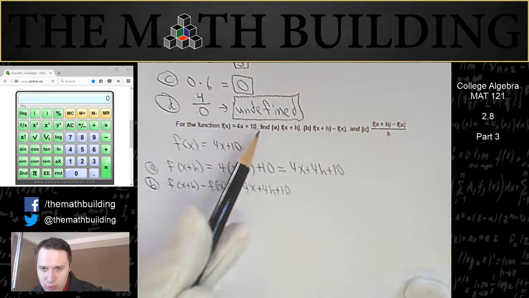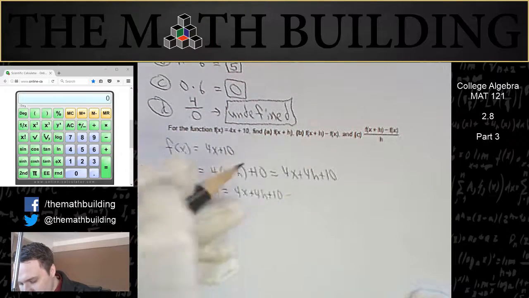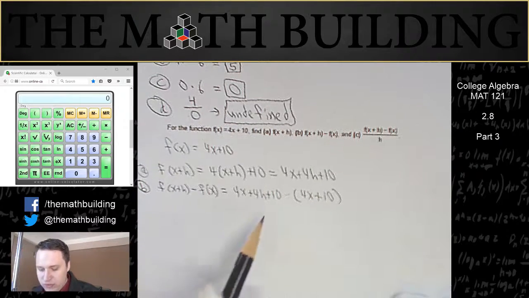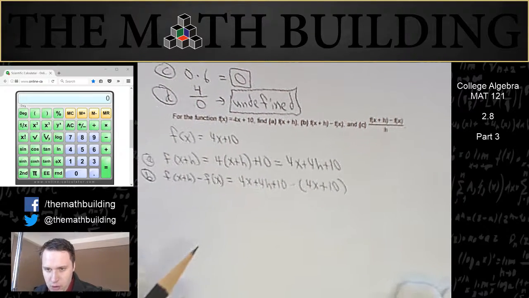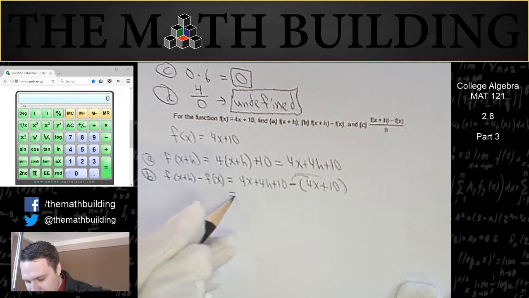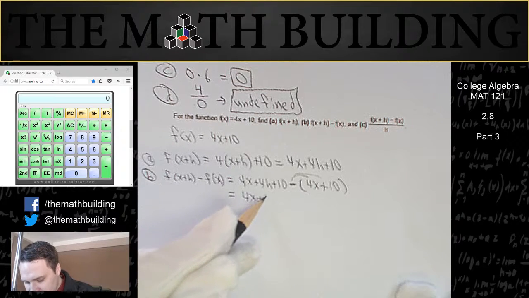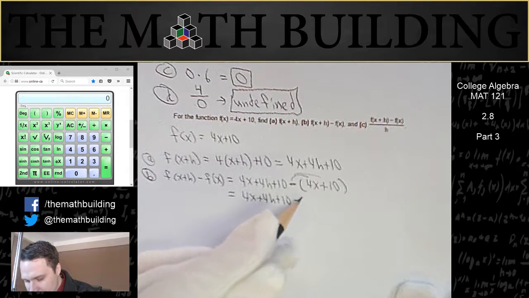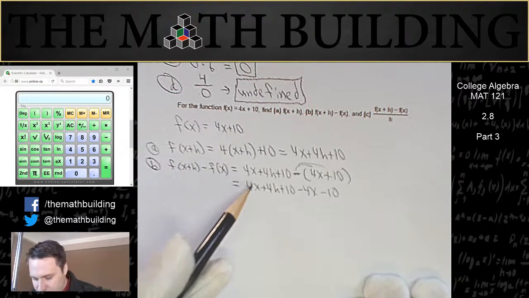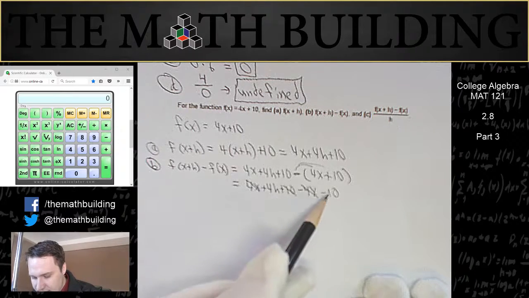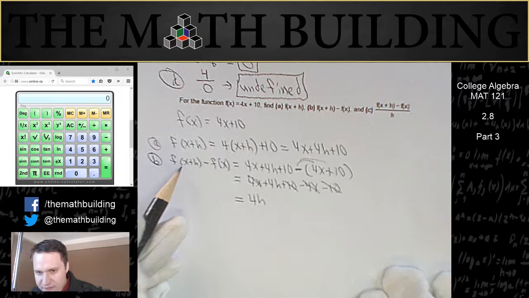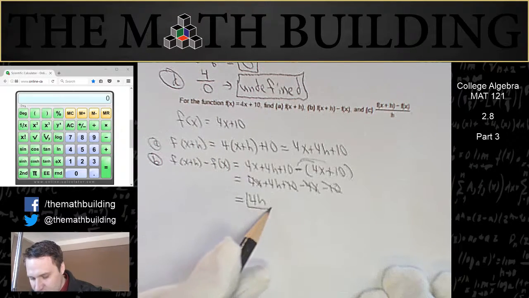And f of x, remember, was right here, 4x plus 10. So we're going to subtract all of f of x. Don't forget your parentheses. We're subtracting all of that. So now you distribute your negative sign. So that's going to equal 4x plus 4h plus 10 minus 4x minus 10. And you'll notice we'll have some canceling here. 4x cancels negative 4x. 10 cancels negative 10. So we're just left with 4h. So f of x plus h minus f of x is equal to 4h.